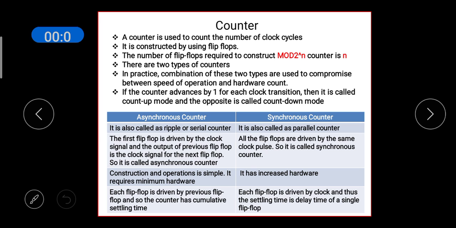A counter is a digital system used to count the number of clock cycles. It is constructed by using flip-flops. The number of flip-flops required to construct a mod 2 power n counter is n.